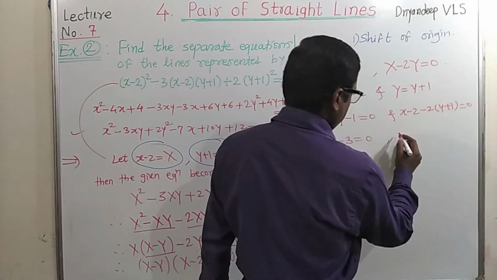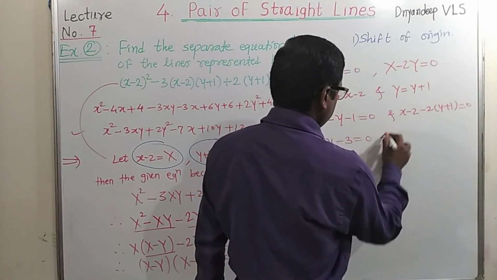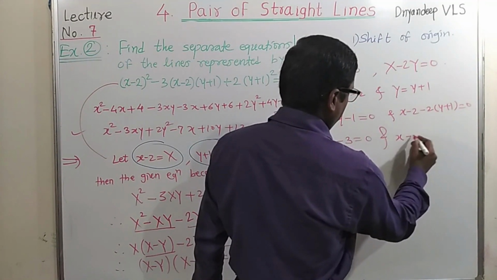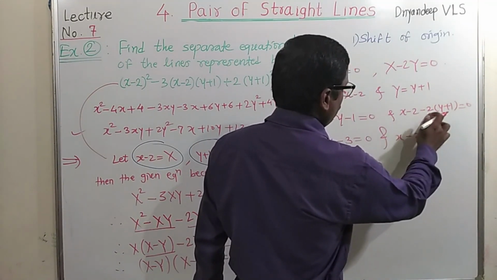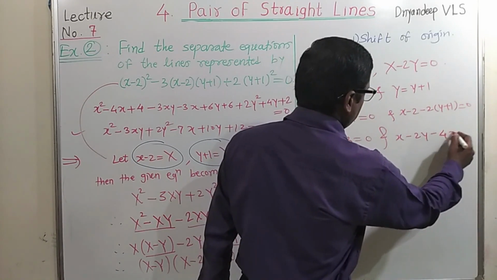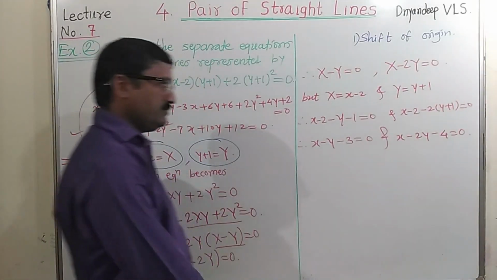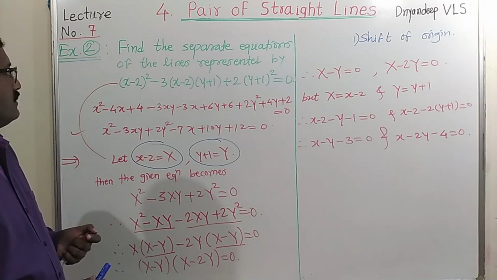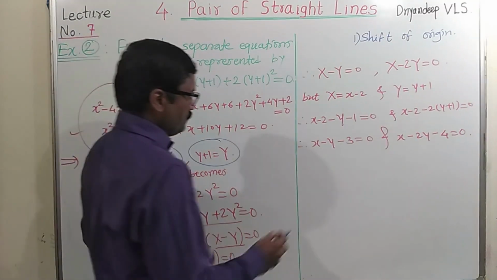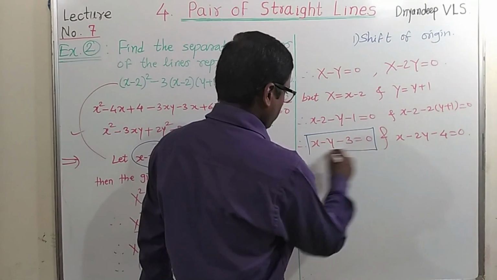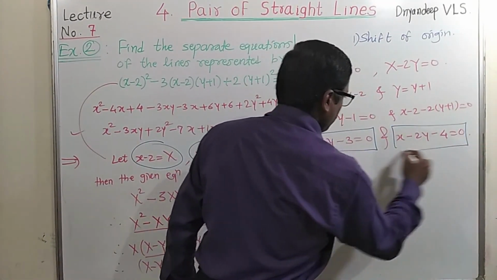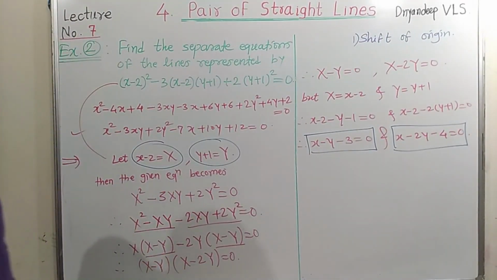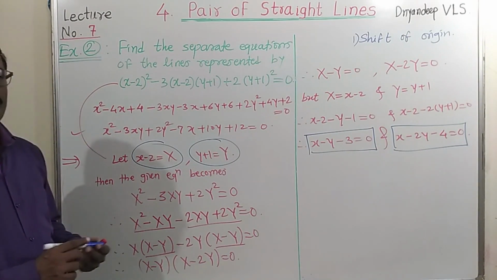and this gives us x minus 2y minus 2 minus 2, that is minus 4 equal to 0. So these are the separate equations of these equations which are given in combined form. So these are the two separate equations of the lines.